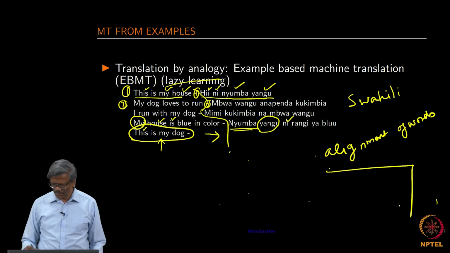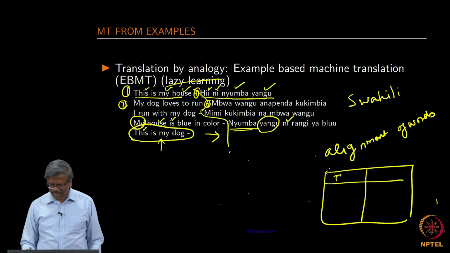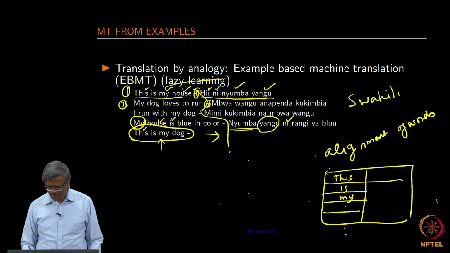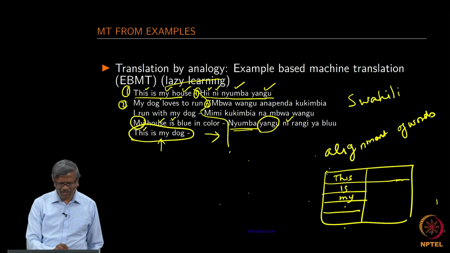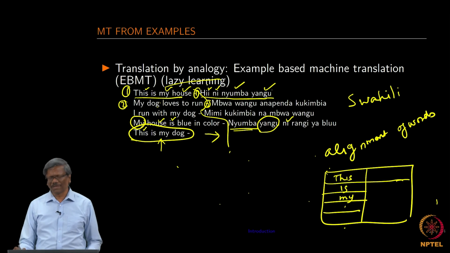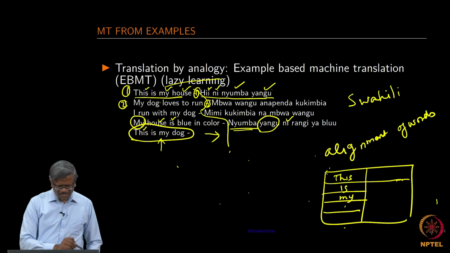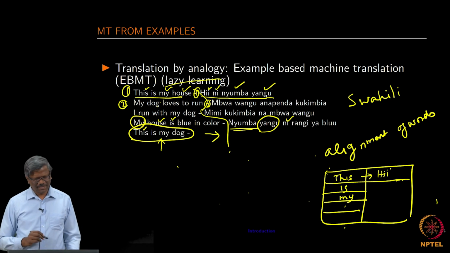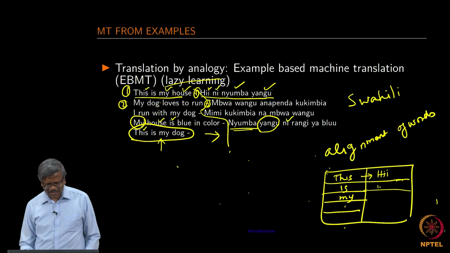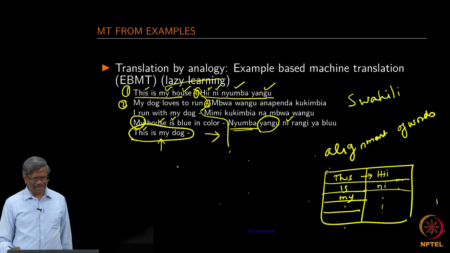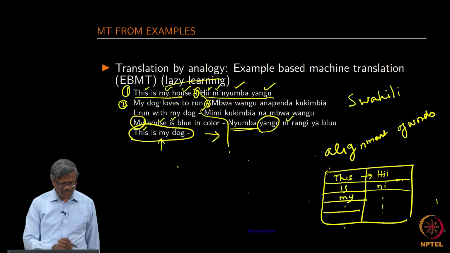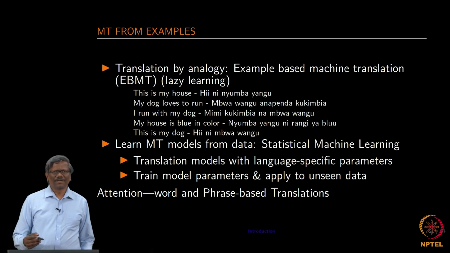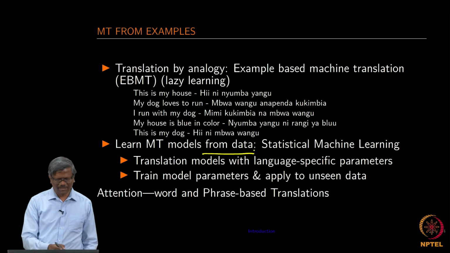So, I can just create a table like this. And then start figuring out how many times this occurred in English, and then how many times that particular word occurred. That will give you some idea of this is corresponding to, let us say, high in this case, okay, and then is knee and so on. And then using this table, I can translate this sentence into Swahili. Okay. So, we want to learn those models from the data that is available in the parallel corpora.